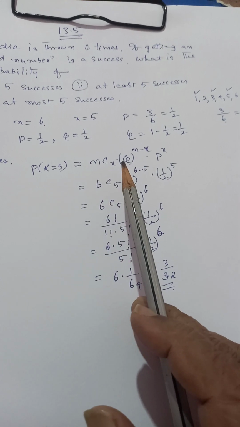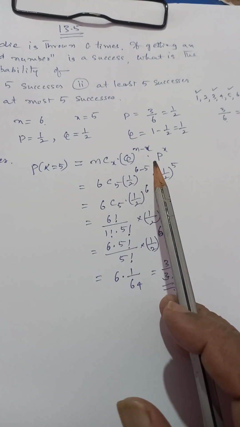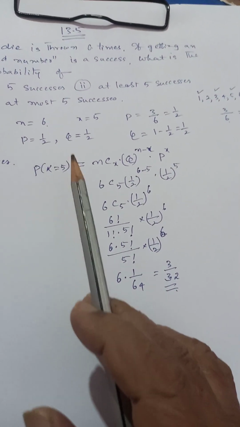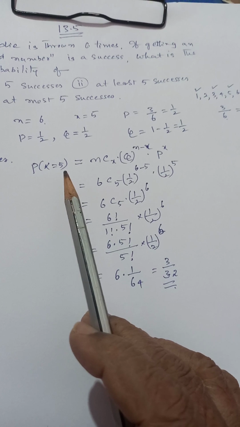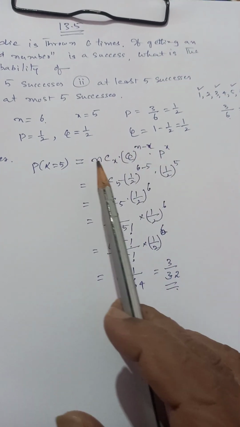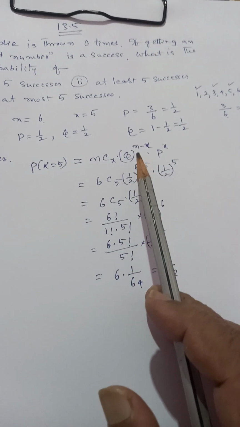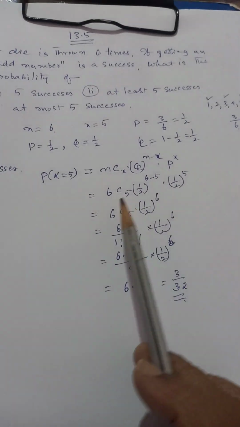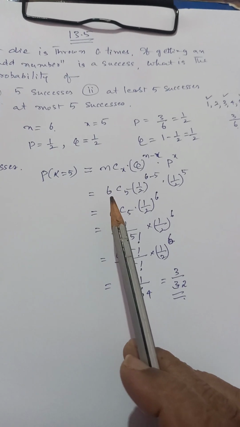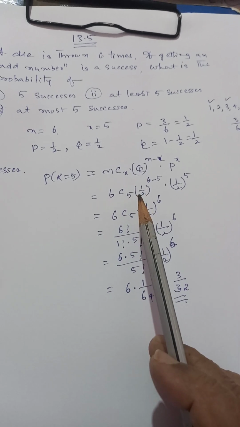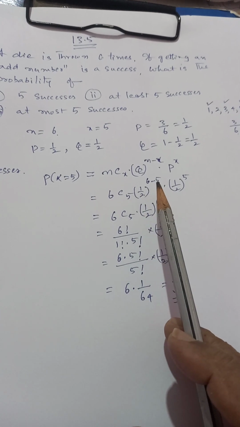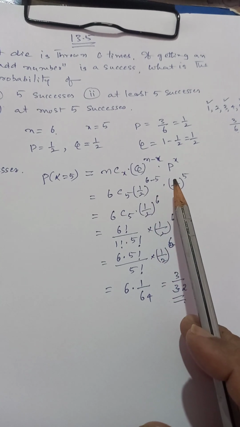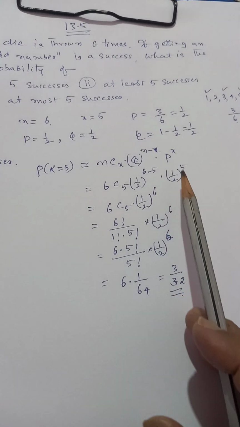So nCx q to the power of n minus x into p to the power of x. Now x is equal to 5, P of x equals 5. So using this formula, in place of n and x, q and p, we have to put the respective values. n is equal to 6, 6C5, q is half to the power of n minus x, n is 6, x is 5, 6 minus 5. So half to the power of 5, x is equal to 5.